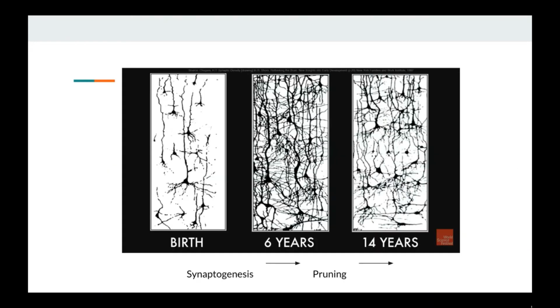Here we can see synaptic connections at birth, at 6 years old, and at 14 years old. Up until 6 years old, you can see the exuberant growth of neurons. Following this is the synaptic pruning, which causes the decrease in synaptic density by 14 years old. Individuals with ASDs don't have as much synaptic pruning.